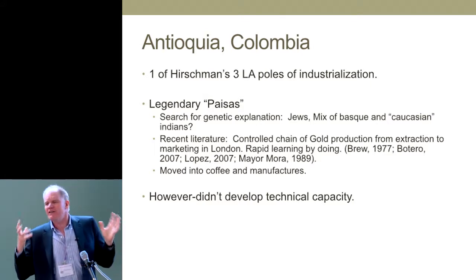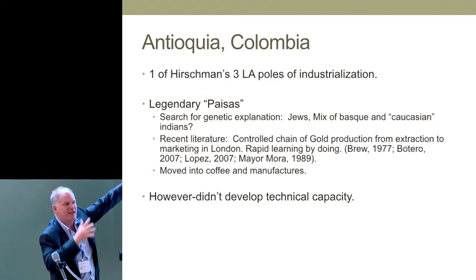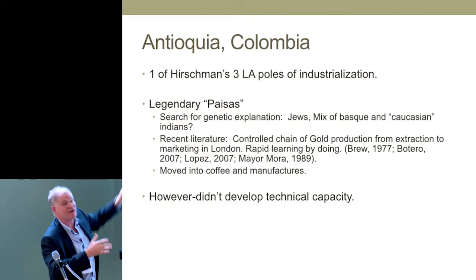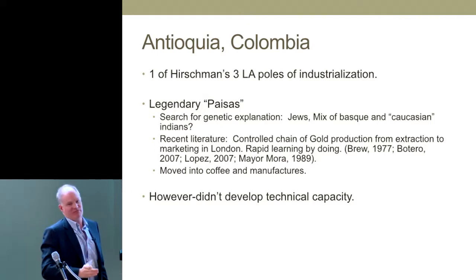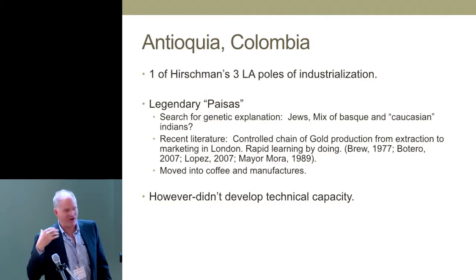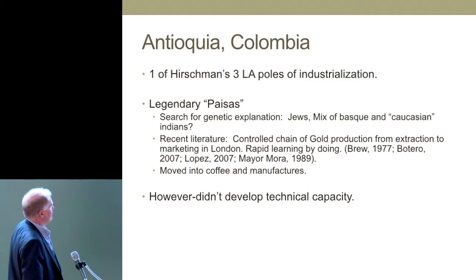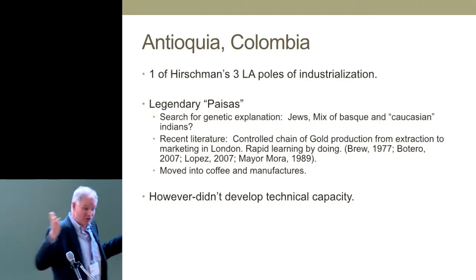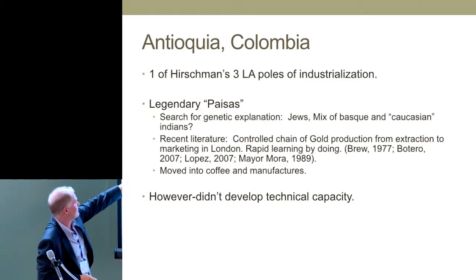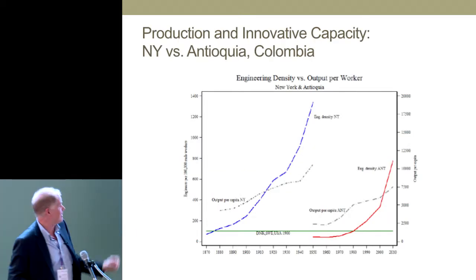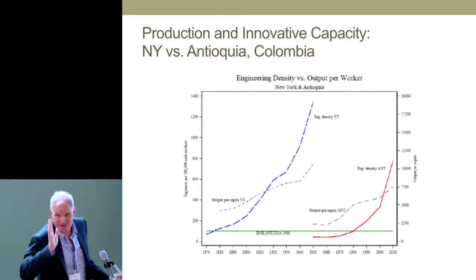Anyway, all these stories are floating around, but I think the recent literature says that when the Spanish left, these guys took over the gold production from extraction to marketing in London. So with all the transfer of knowledge, they became much closer to the heart of the Industrial Revolution. And then they said, hey, they're producing all this stuff in Manchester, we can do that in Colombia with our closed market. And they moved into coffee and manufacturers. But they didn't develop a technical capacity. And I just quickly want to show you this graph, and I will stop, Jerry, I promise.